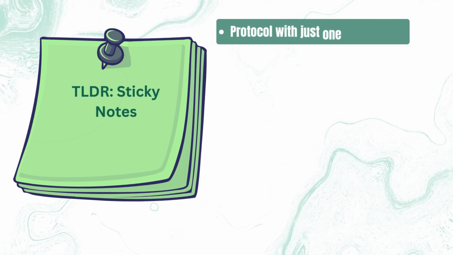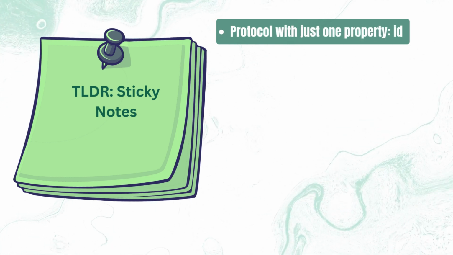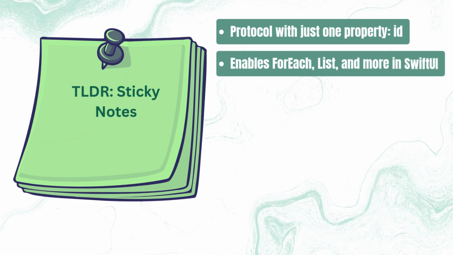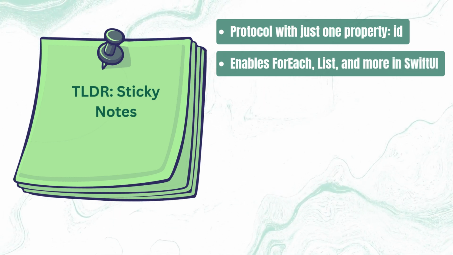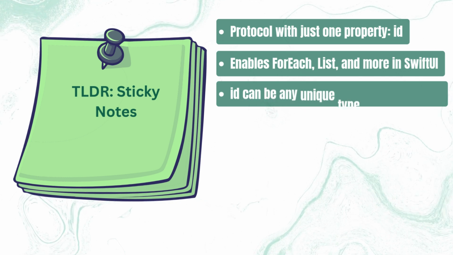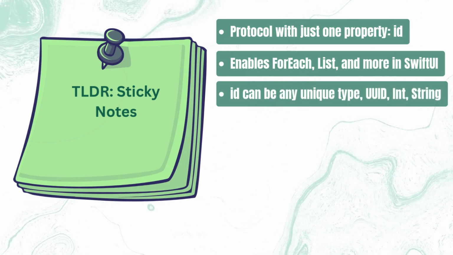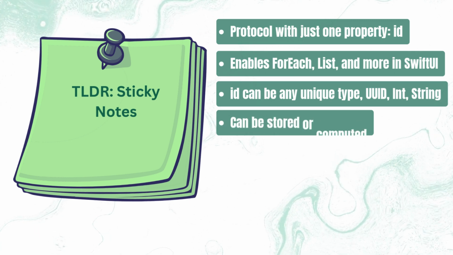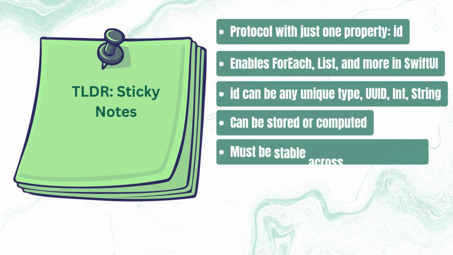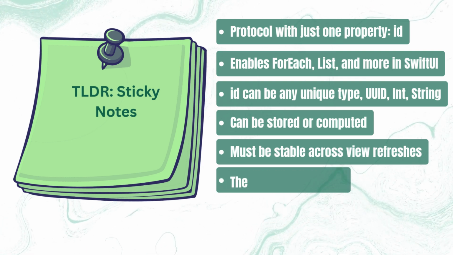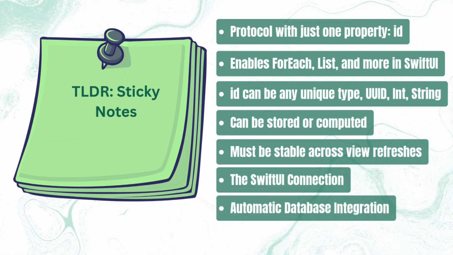Identifiable TLDR: a protocol with just one property, ID, enables ForEach, List, and more in SwiftUI. ID can be any unique type: UID, int, string. It can be stored or computed. It must be stable across view refreshes. Plus the SwiftUI connection and automatic database integration.